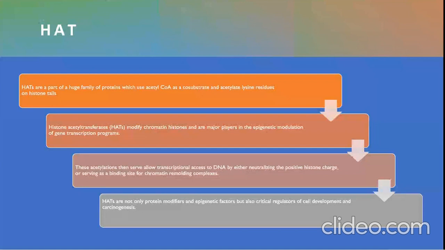This acetylation then allows transcriptional access to DNA. It's one of the main functions of the histone acetyltransferase. HATs are not only protein modifiers and epigenetic factors, but also critical regulators of cell development and carcinogenesis. We will be discussing that in the coming slides. So this is one of the main functions of the HAT.